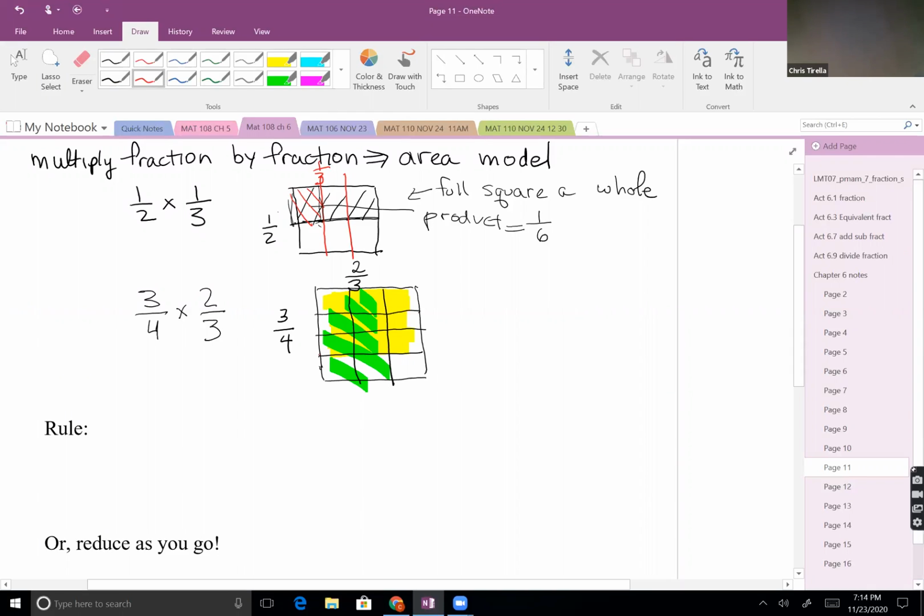And if I look for the overlap, this piece that's 3/4 by 2/3, well, inside there, I would have 6 of 1, 2, 3, 4, 5, 6, 7, 8, 9, 10, 11, 12 squares. And then we could realize that 6/12 would reduce to 1/2.